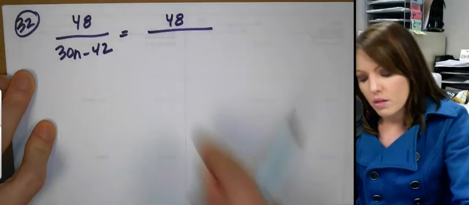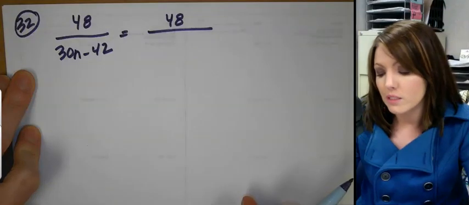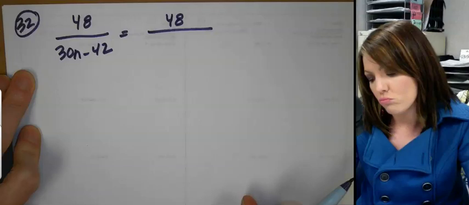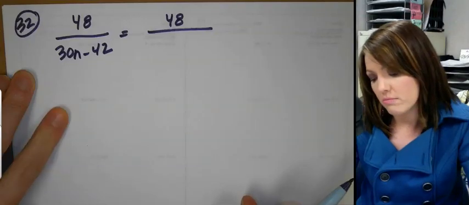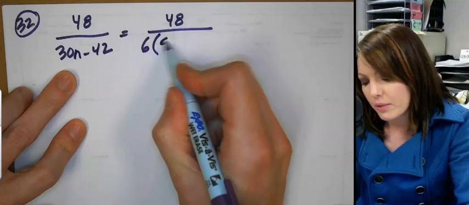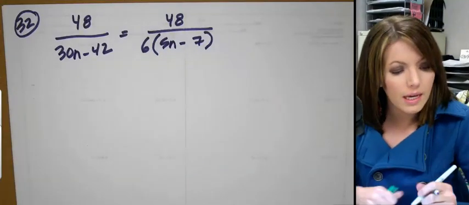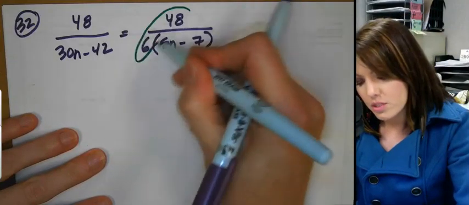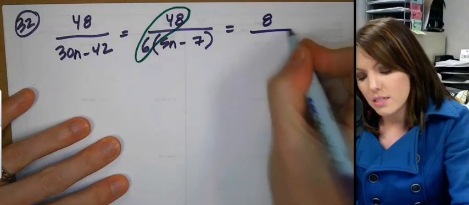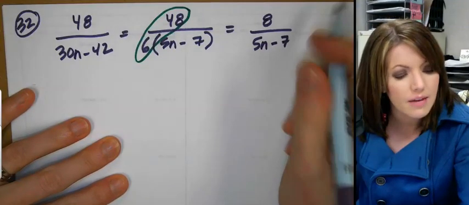So on the bottom, I'm looking at that and thinking that I know they're both evenly divisible by 2, 3, and 6. So let's divide by 6. I think that's the biggest one. And when we do that, we get 5n minus 7. And then we can reduce these as well. 48 divided by 6 is 8, or 8 over 1. So we end up with 8 over 5n minus 7, which is D.